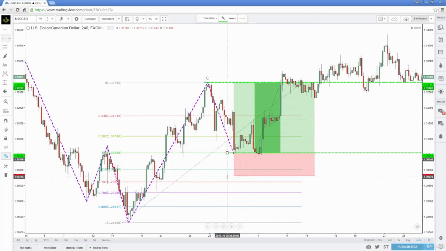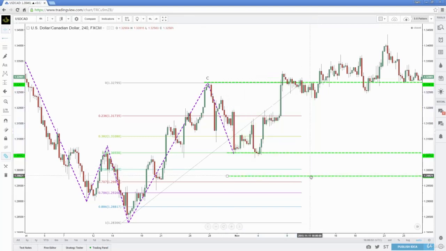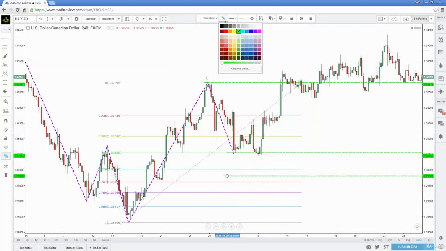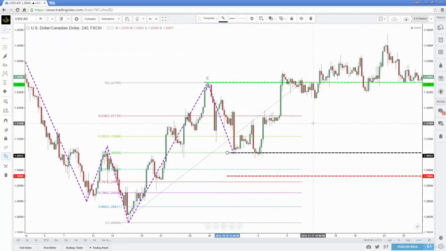So we have our stop. Let's put that stop in red. Entry is going to be in black. First target is going to be in green. So we rally down into this, right? We get a little bounce. We're still in it. We see it come back to our entry.